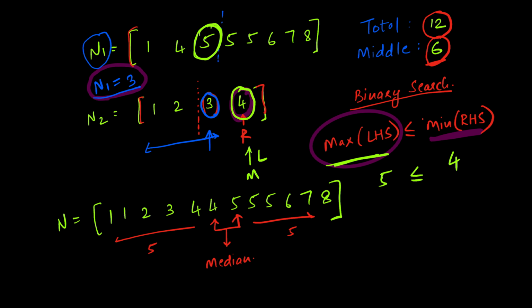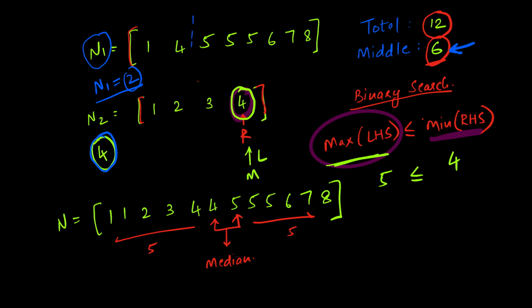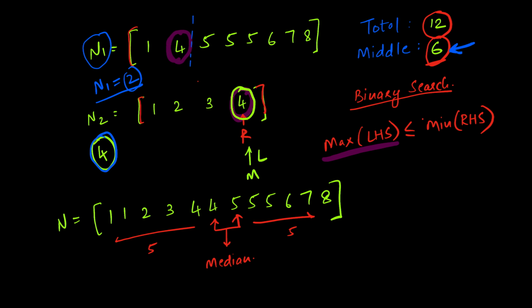This means that out of the 6 values that we need on the left hand side, we are getting 4 values from N2. So we only need 2 values from N1. So we'll move the partition again towards the left hand side. Now it's between 4 and 5. Repeating the same check again. So max of LHS is 4 this time and the min of RHS is 5. So the LHS is coming from N2 and RHS is coming from N1. And because the condition is sufficed, we can calculate the median.